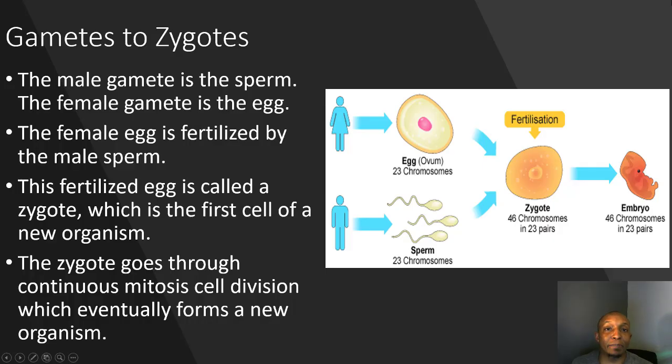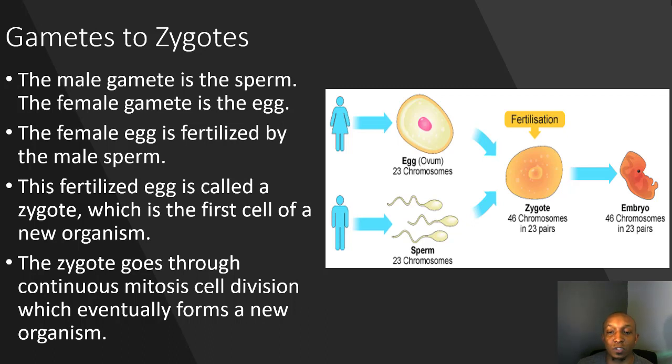And now let's look at gametes to zygotes. The male gamete is the sperm and the female gamete is the egg. The female egg is fertilized by the male sperm, and this fertilized egg is called a zygote, which is the first cell of a new organism. And the zygote goes through continuous mitosis cell division, which eventually forms a new organism.